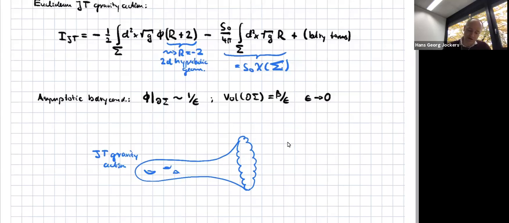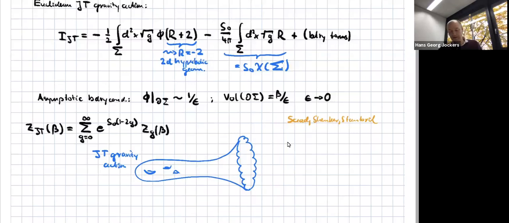Now, in the seminal work by Saad, Shenker, and Stanford, it was realized that if you compute this JT partition function, which depends on this quantity beta, and where we sum over contributions of various genera, that this is actually dual, in the sense of an AdS/CFT correspondence, an AdS2/CFT1 correspondence, to what is an ensemble.